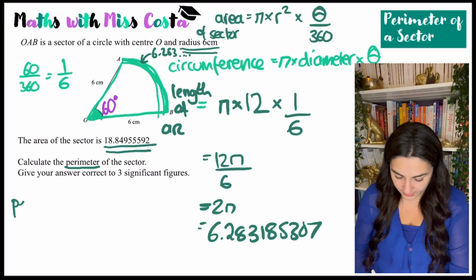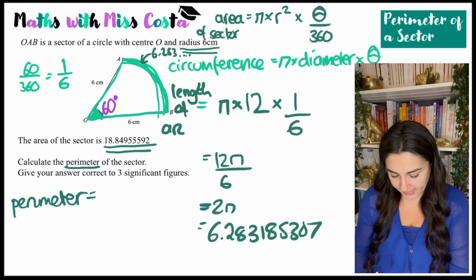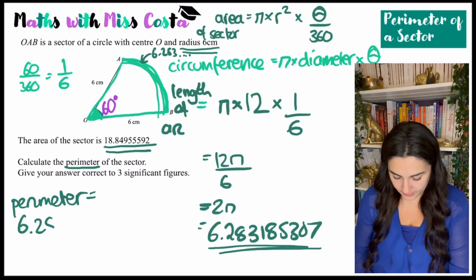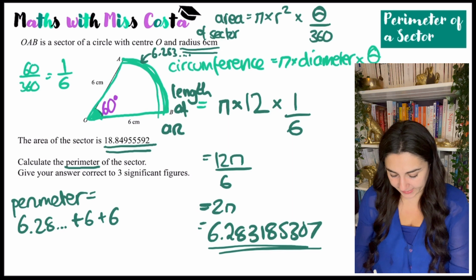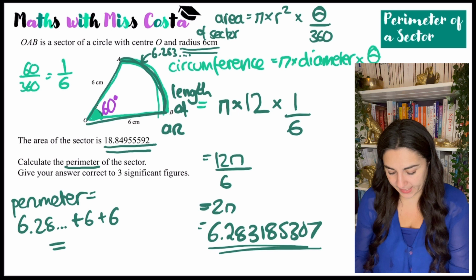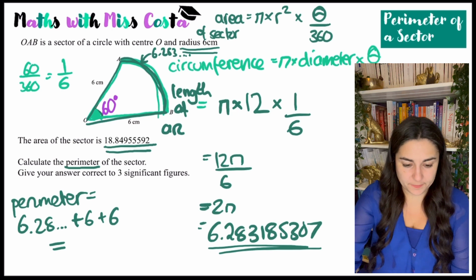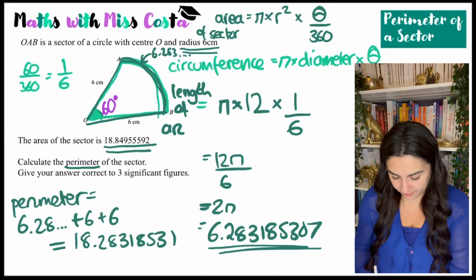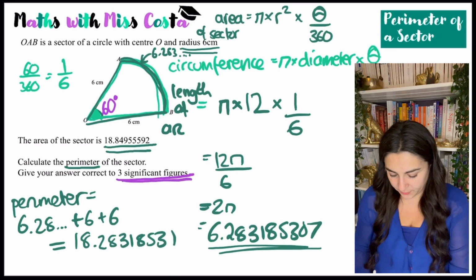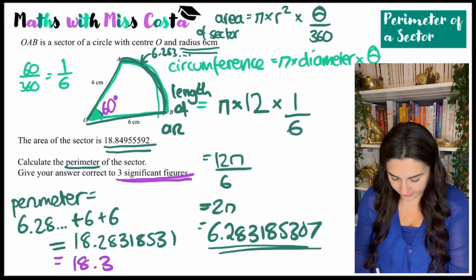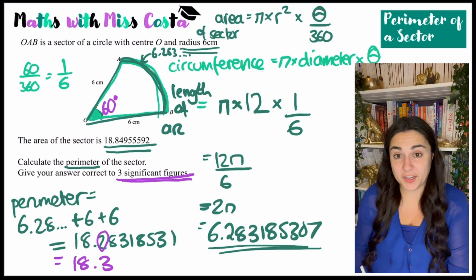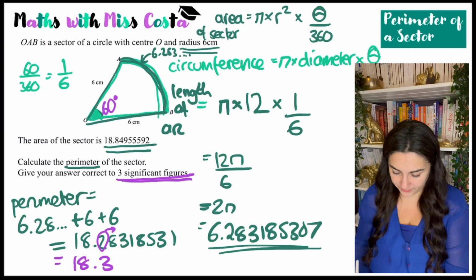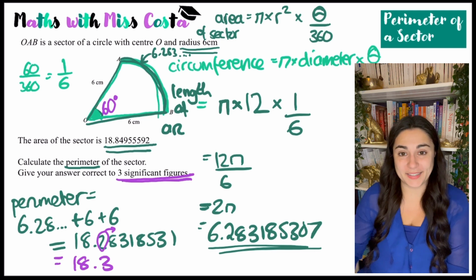So this arc length here is going to be 6.283 and so forth. So the perimeter of the sector is going to be what I've just worked out, 6.28 plus 6 plus 6, because it's the perimeter all the way around, not just the arc length. It's that plus that plus that. So that would give me 18.28318531, and it says give your answer to 3 significant figures, so that would be 18.3. So 3 significant figures, circle the third significant figure and look next door. And that's how I'd do that. Quite a tricky one because it involves quite a lot of things, but hopefully that makes sense.